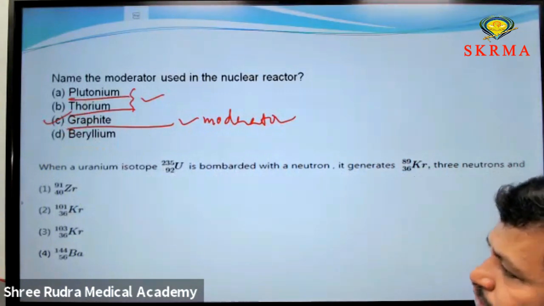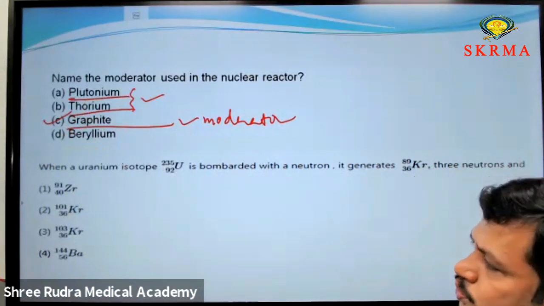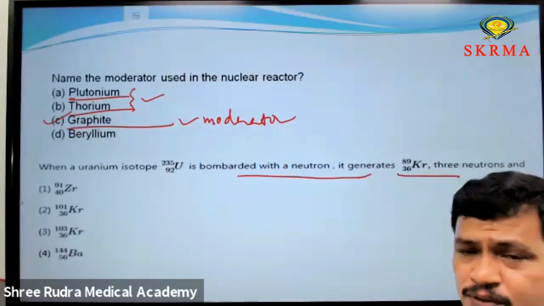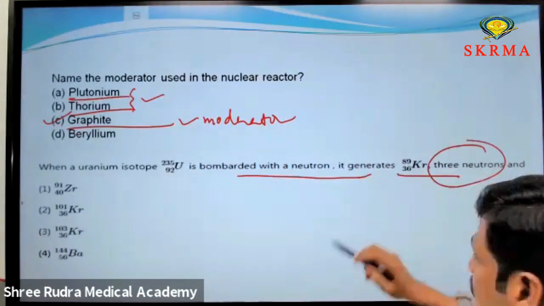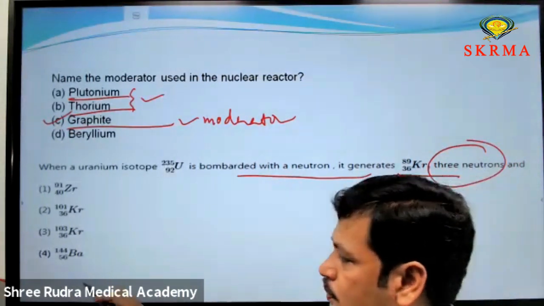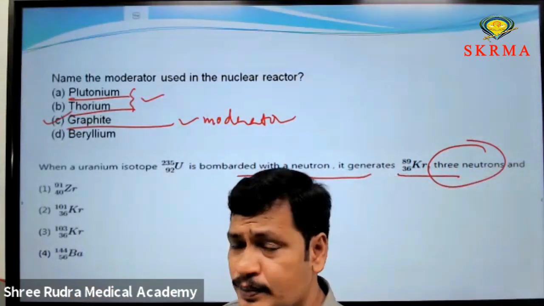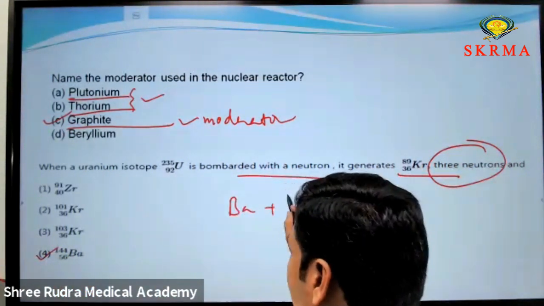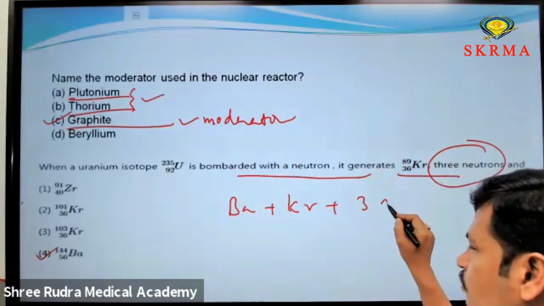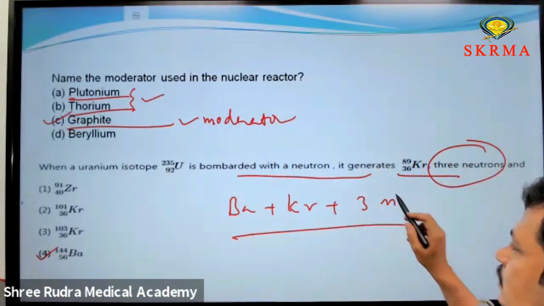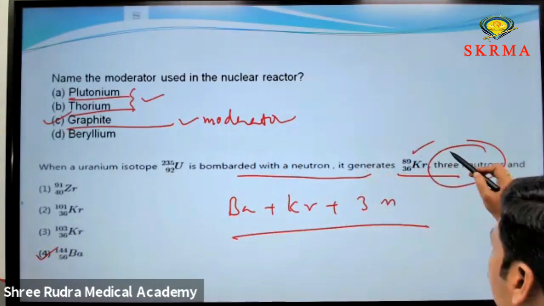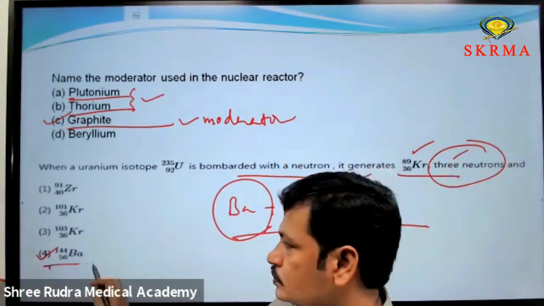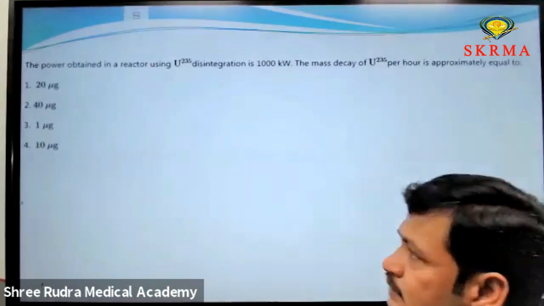And the second question: when uranium isotope 92-235 is bombarded with a neutron, krypton is formed, and another component, and 3 neutrons are given. What is the remaining component? We have to study the basic reaction. That is barium, krypton, and 3 neutrons are formed. This is a basic reaction. They gave 2 values, krypton and neutrons. The remaining thing is barium. The correct option is 4. Let's move to the next slide.